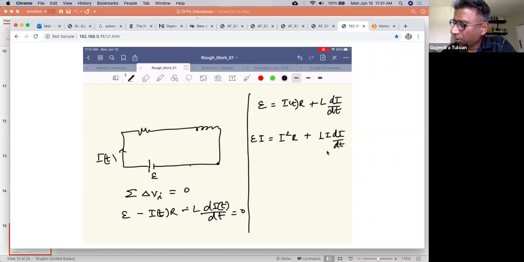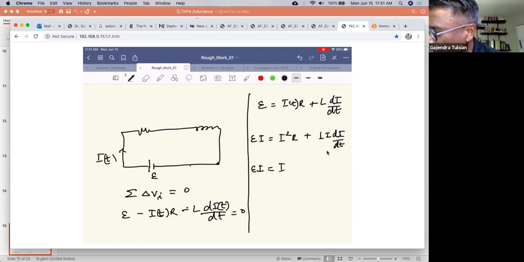And so this E times I is the rate at which the battery is delivering power to the circuit. This is the rate at which this resistor is dissipating energy. So the rate at which money is being pumped in, this guy is spending the money at that rate. And so this must equal the rate at which this guy is saving the money, or storing energy. So the rate at which energy is being delivered, this term is the rate at which energy is being dissipated, and the rest of it is being stored. And so that's what that term is.